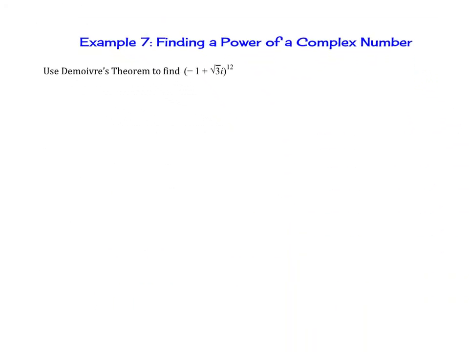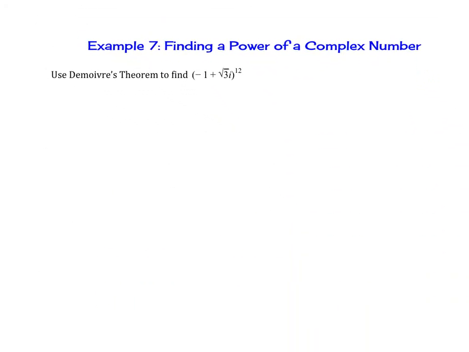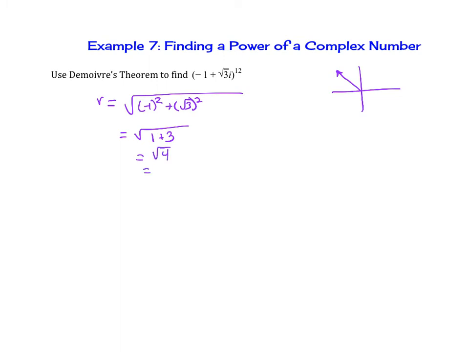So example 7, finding a power of a complex number. Use DeMoivre's theorem to find negative 1 plus square root of 3i, all raised to the 12th power. So we know that this is in this quadrant, left 1, up root 3, so it's in quadrant 2. So let's find r first of all. So r, remember, is the square root of a squared plus b squared. So the square root of 1 plus 3, or square root of 4, which is 2. R is 2.